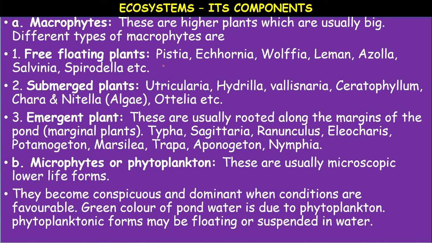They become conspicuous and dominant when conditions are favorable, when plenty of food is available and light is available at that time. So the green color of pond water is due to phytoplankton. The phytoplanktonic forms may be floating or suspended in water.